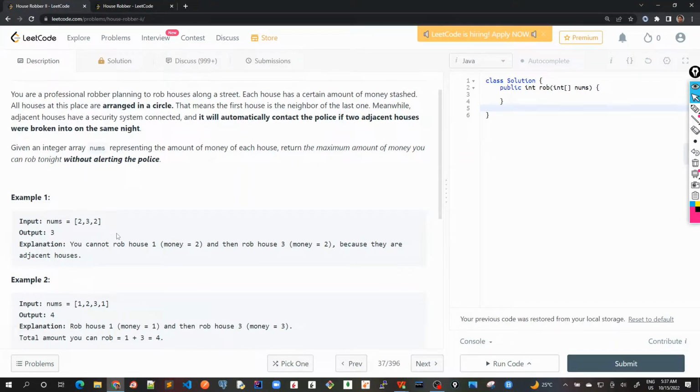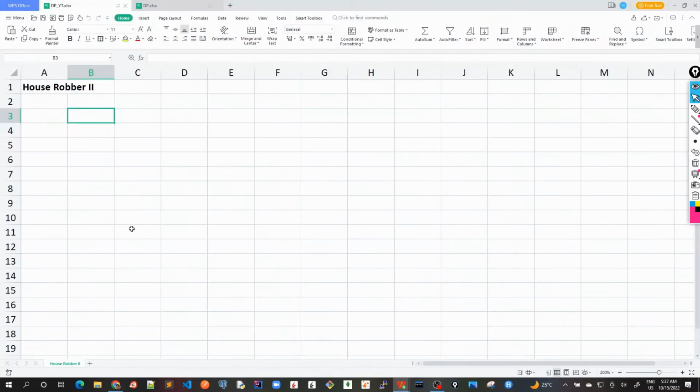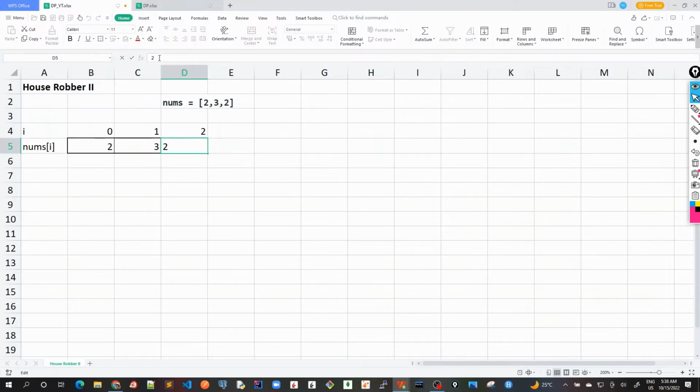So I will take the same example as given in LeetCode. So let's start with this first example. And I will just create individual indices as we are going to solve it using the bottom-up approach. Would be nums i. So here is our nums i with each of the individual indices.